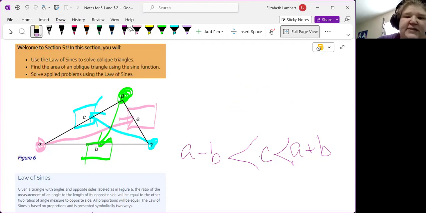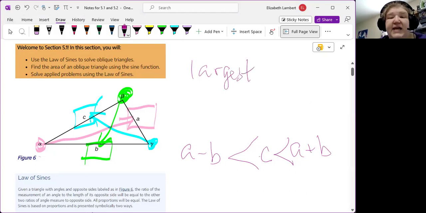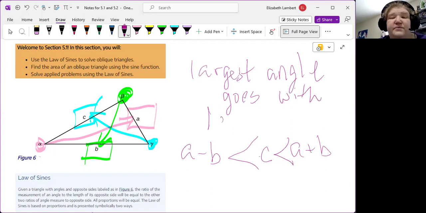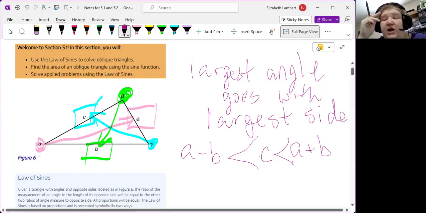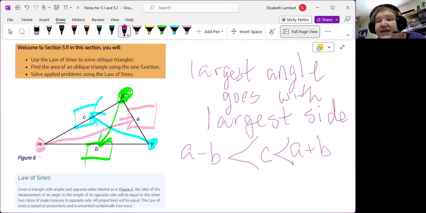The other thing is these angle and side pairs: the largest angle goes with the largest side. So in our 30, 60, 90 triangle, or just any right triangle, the 90 degrees is the largest angle. So the side across from it, which is the hypotenuse, that is labeled C in the Pythagorean theorem, a squared plus b squared equals c squared. That is the longest side in the triangle.